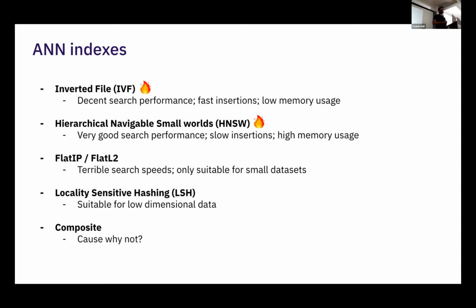The two more common ones which I want to focus on today are inverted file index and HNSW. Both have their own trade-offs. HNSW probably has the best search performance, but it comes at the expense of larger indexes and slower insertions. And inverted file index has decent performance and low memory usage, and it's easy to plug into an existing inverted index, which we talked about, which is why we have adopted this as our algorithm for k nearest neighbors.